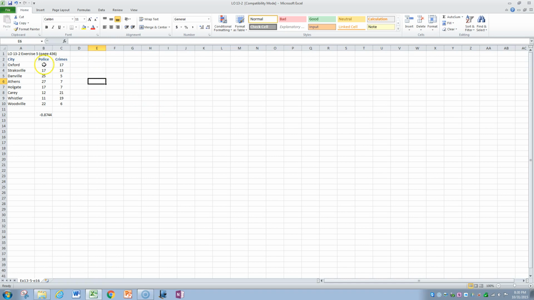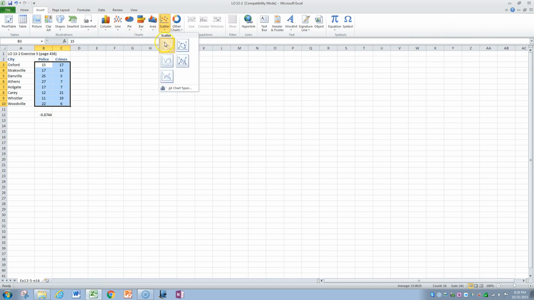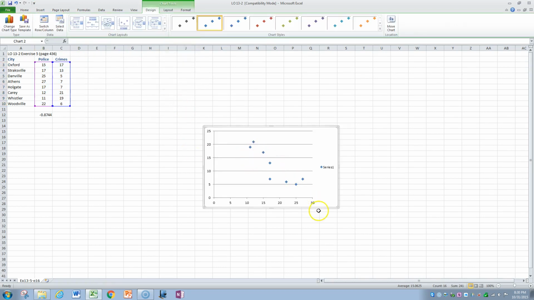Now you could have generated quickly here, as I showed you before, a scatter diagram, and if you notice, the higher the police force, the lower the crime. So that's a negative relationship.